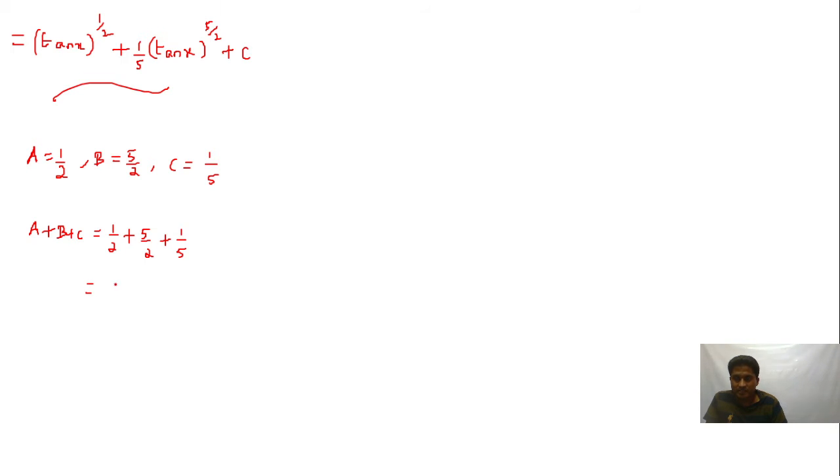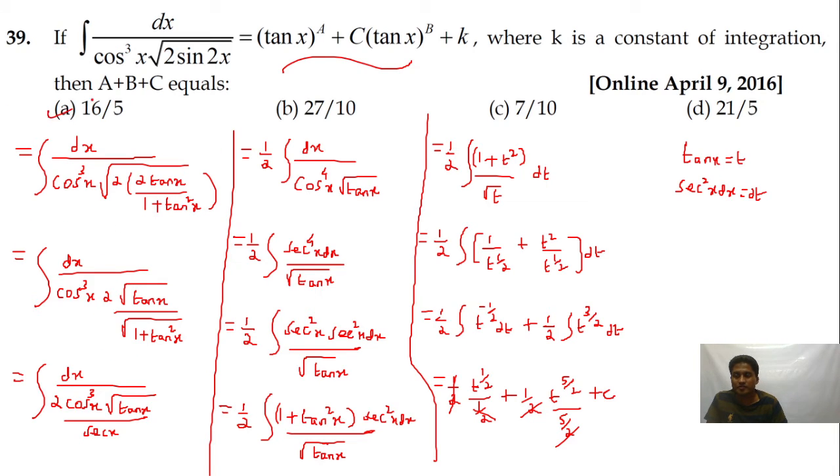So I take LCM. So 1 by 2 plus 5 by 2 is 6 by 2, which is 3. So this is 3 plus 1 upon 5. Okay, answer is 16 by 5. That's the answer, guys. Answer is 16 upon 5. Answer is option E. Right, let's move to the next question.